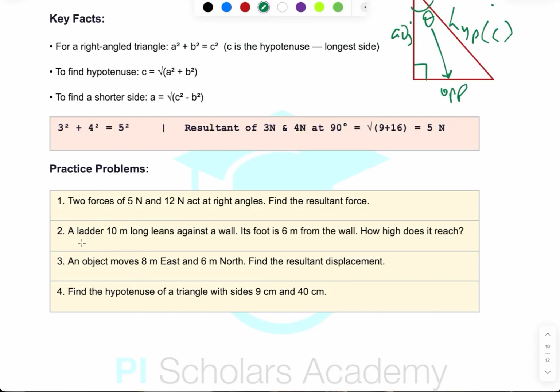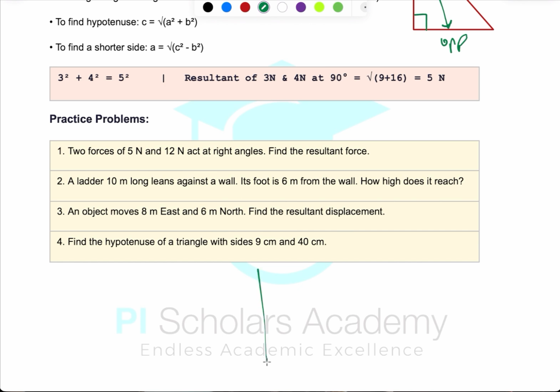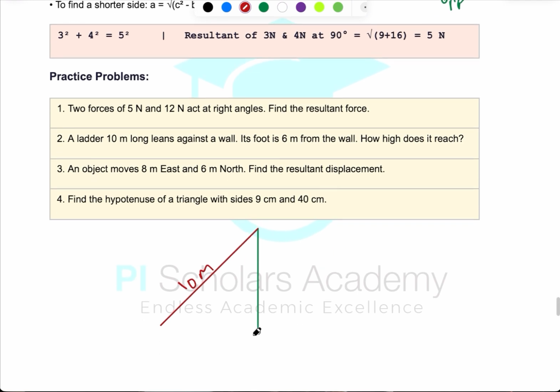So let's see. A ladder which is 10 meters long leans against a wall. So if this is the wall and this is the ladder, we've been told that the ladder is 10 meters long. Its foot is 6 meters from the wall. That means that it's 6 meters away from the wall. How high does it reach? So we're looking for the height here.